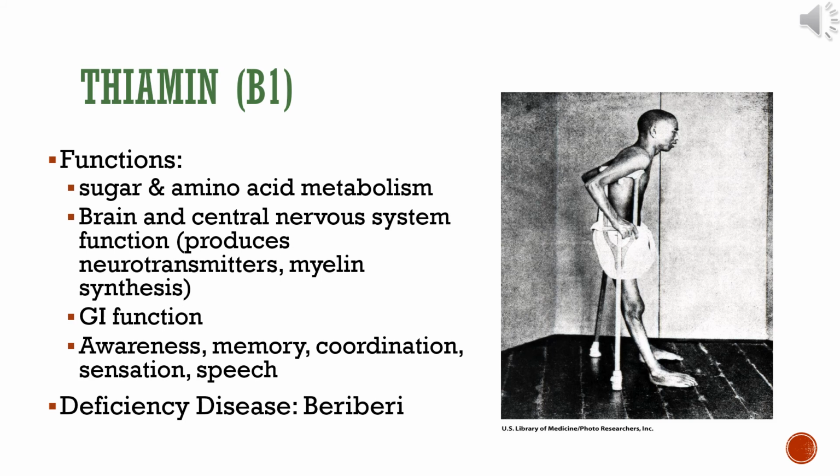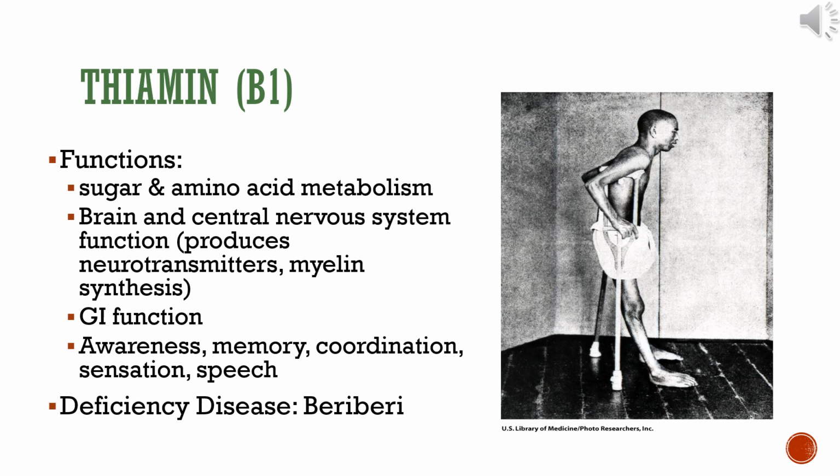First and foremost, we have vitamin B1 or thiamine, and this plays a role in sugar and amino acid metabolism. This next role is really important because it'll help explain what goes on in the case of a deficiency, which we'll go over in that next slide.